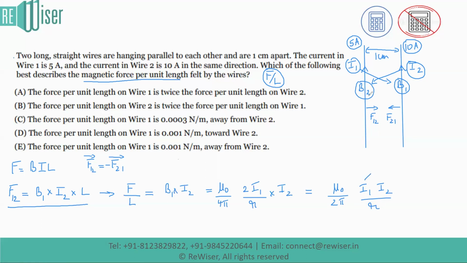Here I1 refers to the current in the first wire, which is 5 amperes. I2 refers to the second wire, that is 10 amperes. R refers to the distance between them. Please make sure to take SI units, 0.01 meters. And mu naught is the permeability of free space, which is 4 pi into 10 to the power of -7. I think the units are Tesla meter per ampere. Yes. Okay, fine. Anyway, the units don't matter. So these are the substitutions.